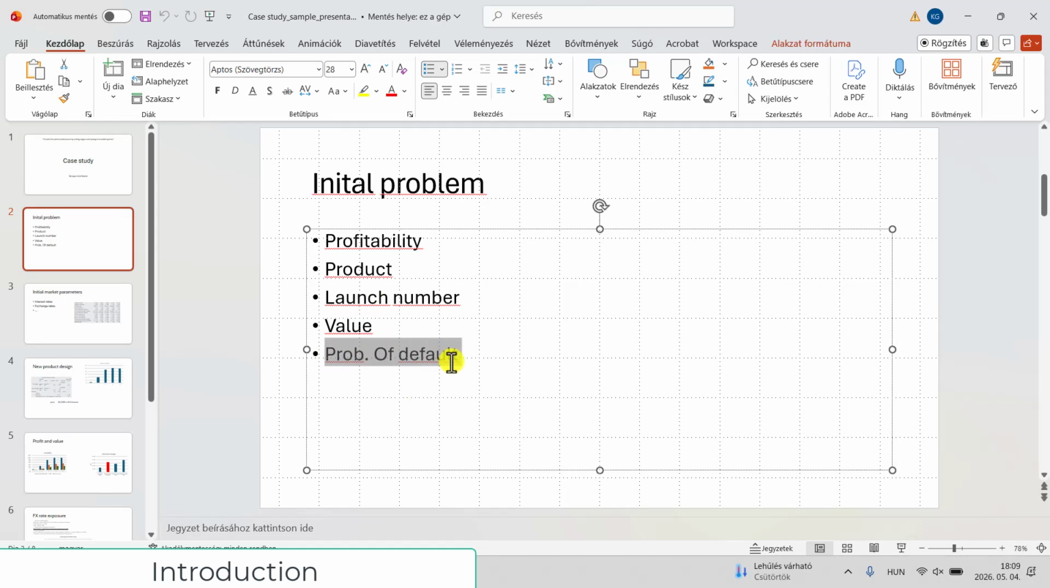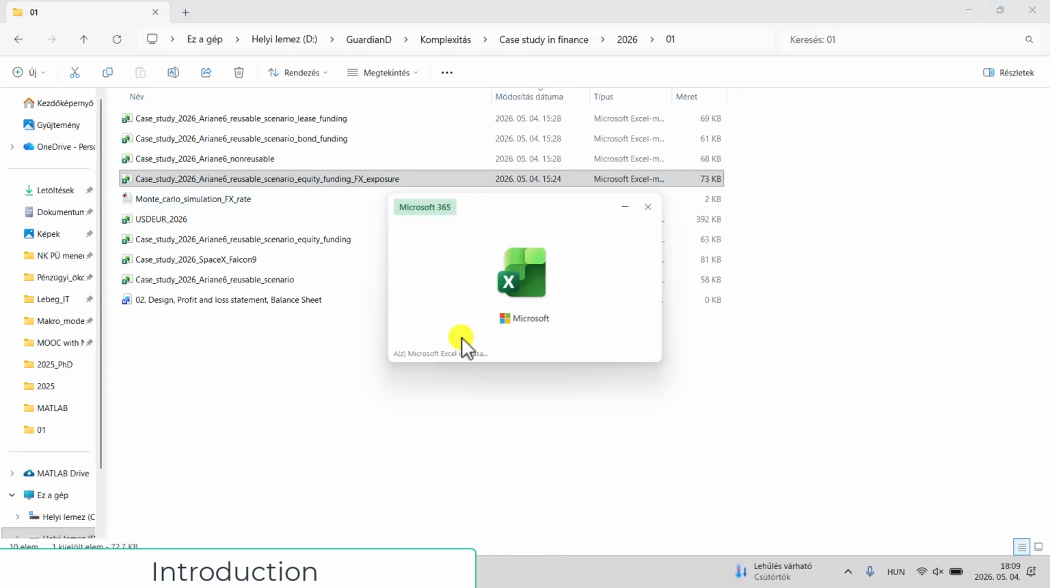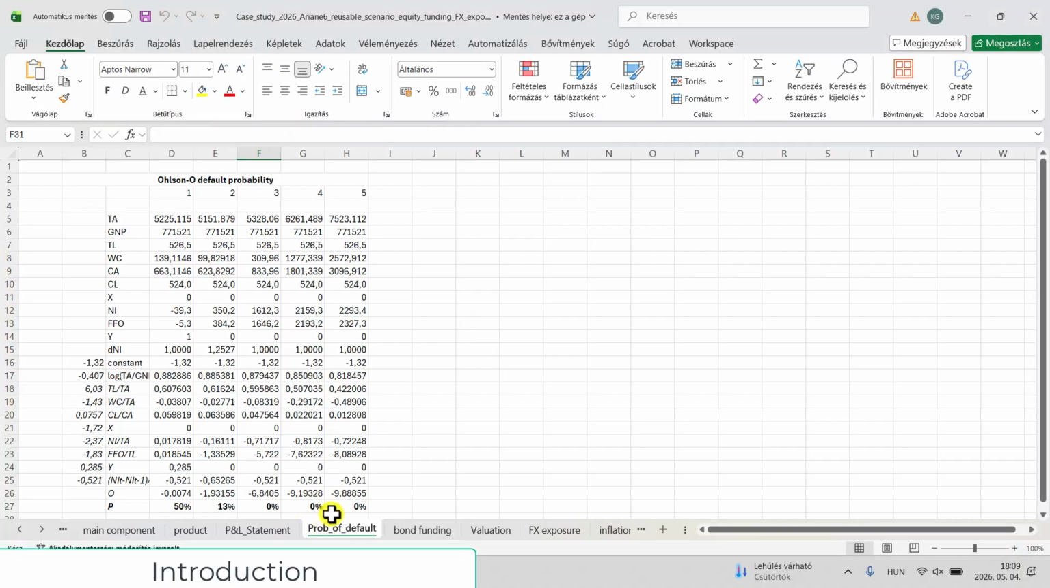Obviously we can ask the question what is the probability of default here, but if we are opening our Excel sheets, then we can see that it was extended with one additional sheet, and it practically estimates an Ozone default probability. So it uses total assets, total liabilities, working capital, current assets, current liabilities, net income, which is another name for pre-tax profit, funds from operations, and a change of the net income.